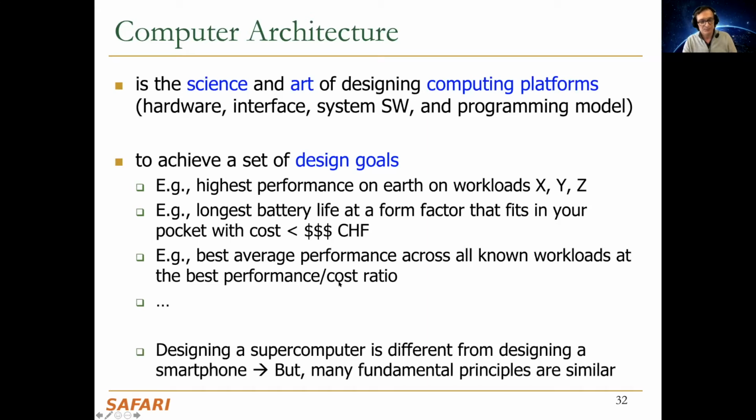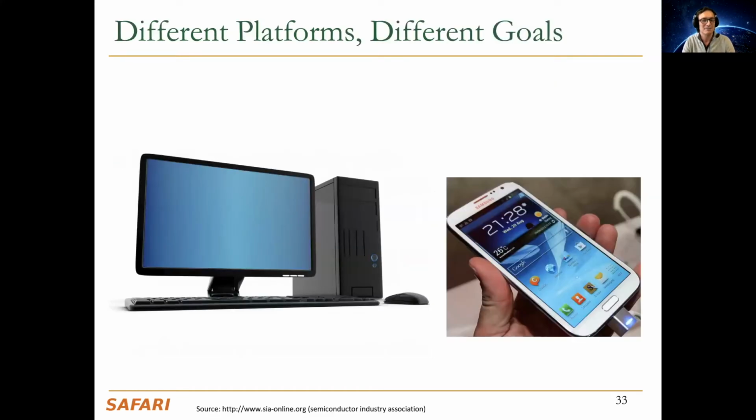In the end, designing a supercomputer may be completely different from designing a smartphone, but many fundamental principles, trade-offs, and decision-making are actually similar. And that's where hopefully this course will be very useful to you, and I will give you that perspective. The fundamental building blocks are quite similar, and the trade-offs you make may be different, but the trade-off space you're dealing with is going to be very similar. Okay, so I will leave it at that and give you some examples of different computing platforms.